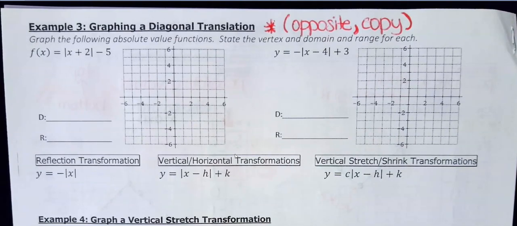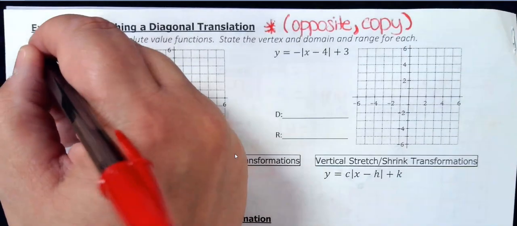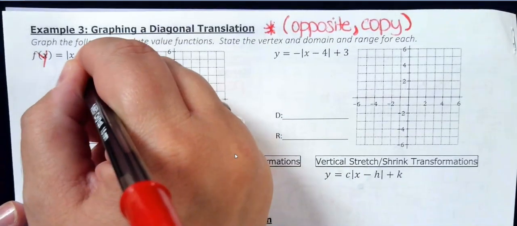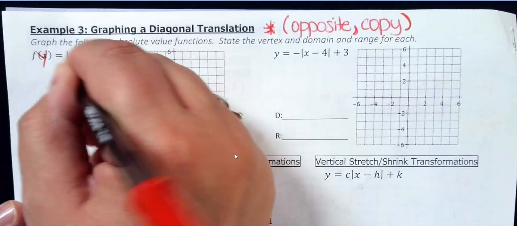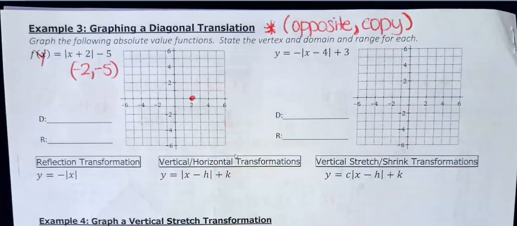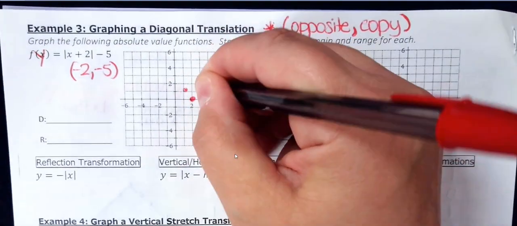So I have f of x here. This is just function notation. That's the same thing as y equals. But I have absolute value x plus 2 minus 5. Can anybody tell me the vertex for that one? Exactly. Opposite of this, copy this, -2, -5. Am I going to go right side up or upside down? Right side up. Just up 1 over 1 on either side.